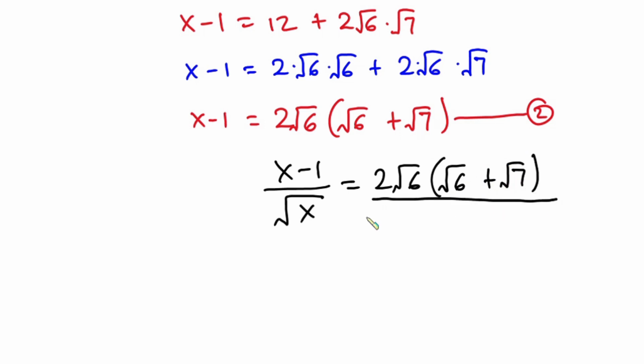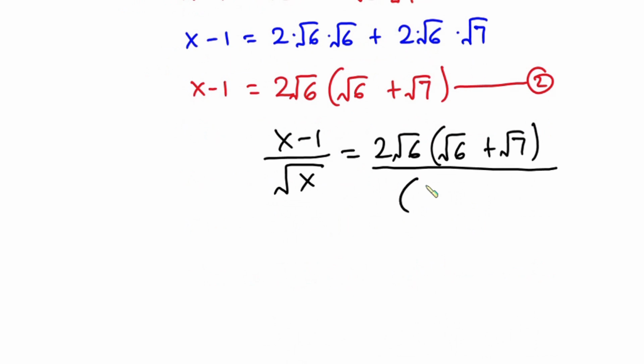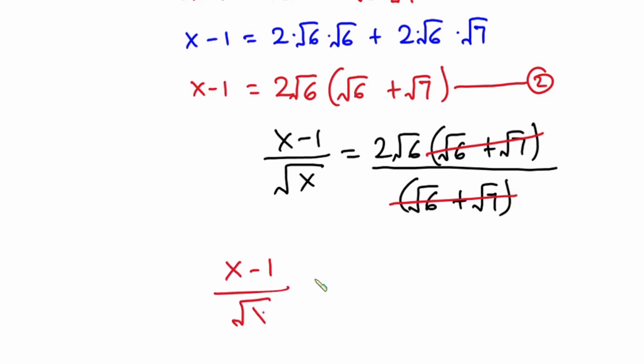All divided by, now from equation 1, we know square root of x to be square root of 6 plus square root of 7, okay? So we have here to be square root of 6 plus square root of 7. And straight away you can see that this whole thing will cancel this. Now we are left with x minus 1 over square root of x is equal to 2 square root of 6. And this is our final answer.